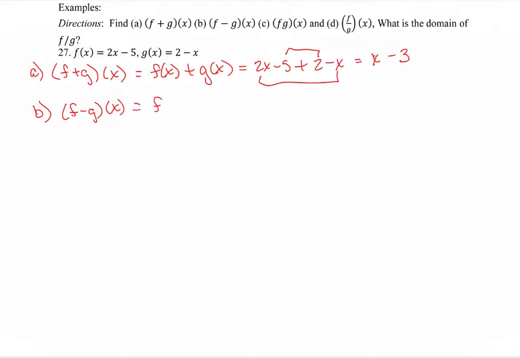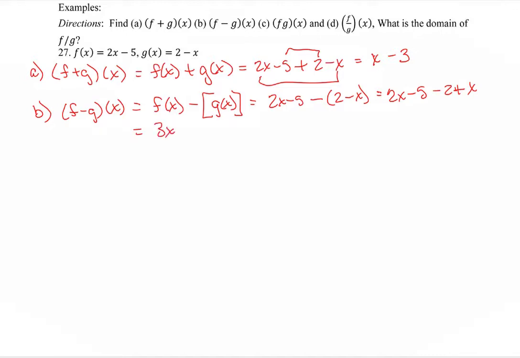Part B is what is f minus g of x? Well, I like to write this as f of x minus bracket g of x. So that when we substitute the next step, when we say 2x minus 5, we don't forget to put the bracket in there. So now we remember that we have to distribute. So we have 2x minus 5 minus 2 plus x. So that we get, for our final answer, 3x minus 7.